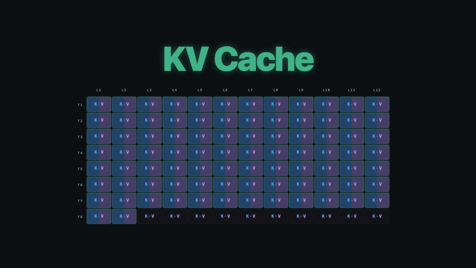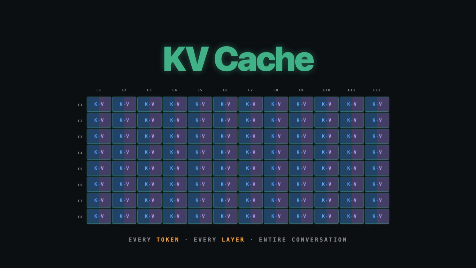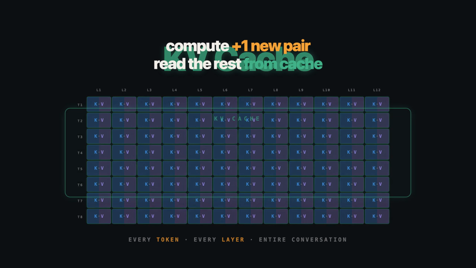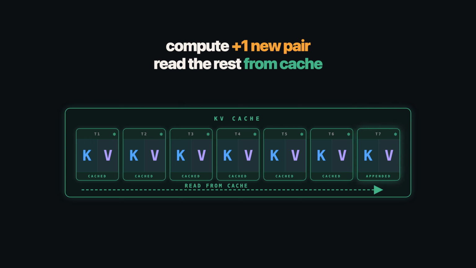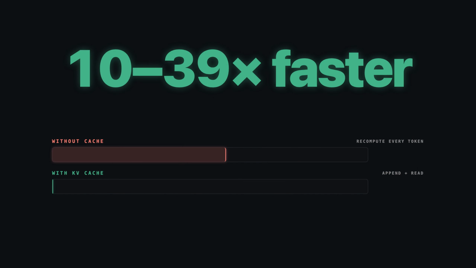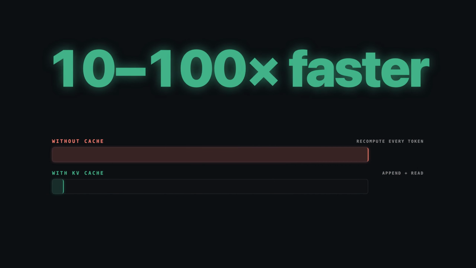For every processed token, the cache holds its key and value at every layer of the network for the entire conversation. When the model generates the next token, it builds one new key and one new value vector, appends them to the cache, and reads everything else straight from the memory, instead of recalculating it from scratch. With this simple trick, the speedup is around 10 to 100 times in token generation.